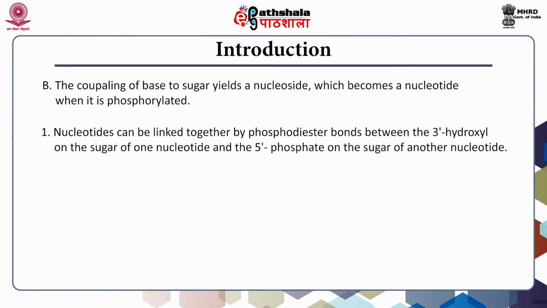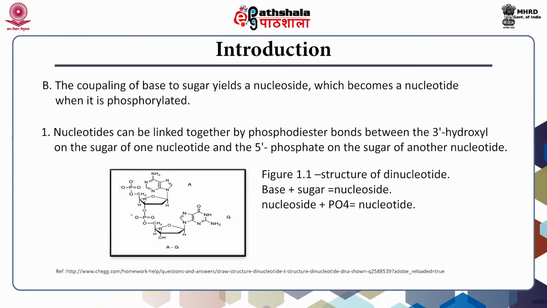Nucleotides can be linked together by phosphodiester bonds between the 3'-hydroxyl on the sugar of one nucleotide and the 5'-phosphate on the sugar of another nucleotide. Figure 1.1 illustrates the structure of such a dinucleotide. The addition of another nucleotide at the 3'-hydroxyl end will produce a trinucleotide, and with many such nucleotides added, eventually a polynucleotide will form. Note that these compounds have polarity.